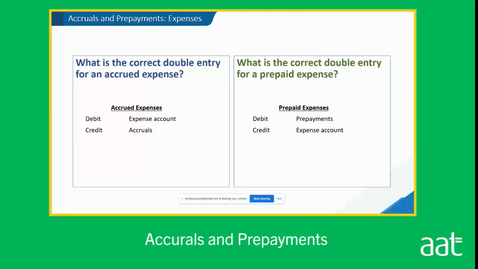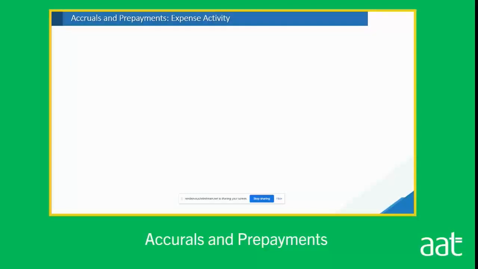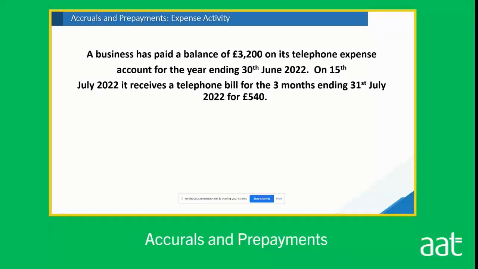Perfect. Okay. So let's have a look at a quick question. A business has paid a balance of $3,200 on its telephone expense account for the year ending the 30th of June 22. On the 15th of July, it receives a telephone bill for the 3 months ending the 31st of July, and that's for an amount of £540.